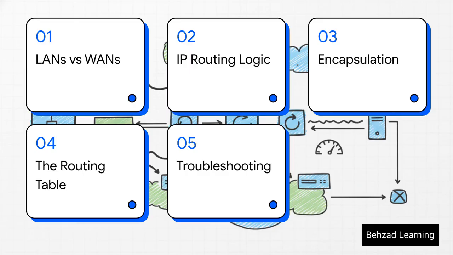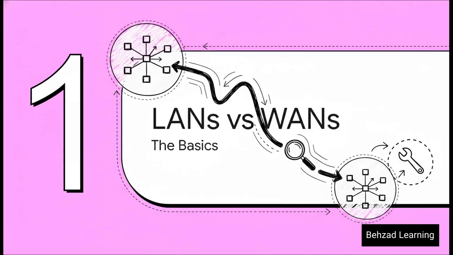To get Behzad out of the hot seat, we're going to follow this troubleshooting roadmap. First, LANs versus WANs, the basics. Number 2, the IP routing logic. Third, encapsulation, changing the envelope. Fourth, reading the routing table. And finally, real-world network troubleshooting. All right, let's jump straight into Section 1, LANs versus WANs, the basics.